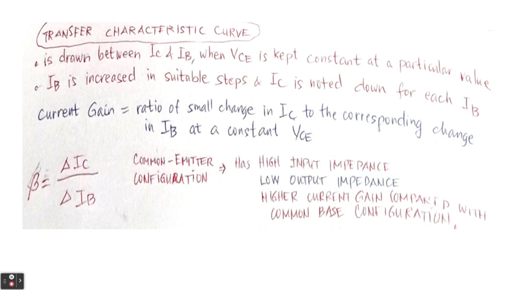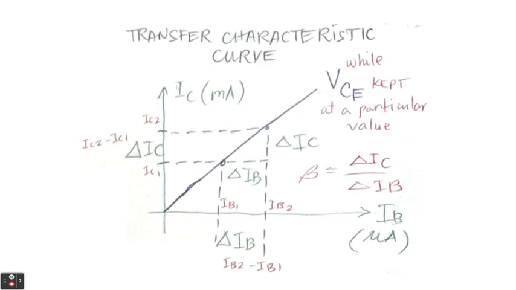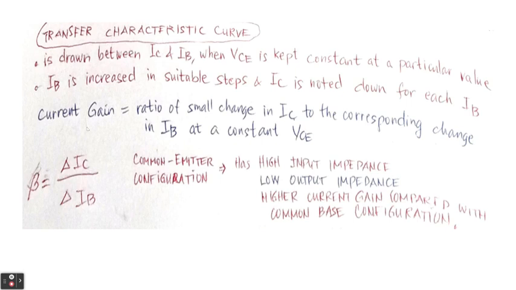So there's another curve which we call as the transfer characteristic curve, and this is just drawn between IC and IB. So we just make the y-axis IC and the x-axis IB, and then we plot the value of the IC and the IB with a particular value of VCE. The IB will be increased in different or suitable steps, and the IC will be written down for each IB that we increase.